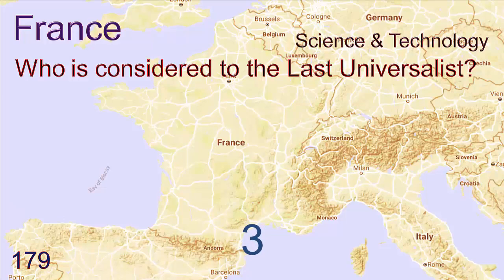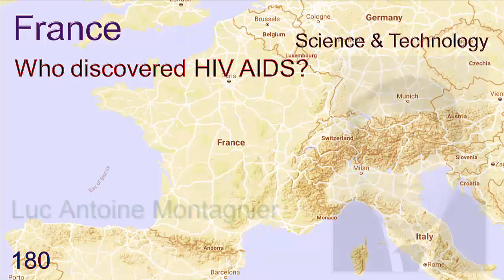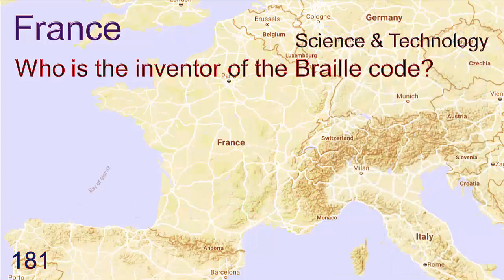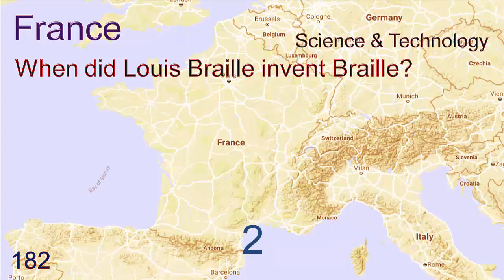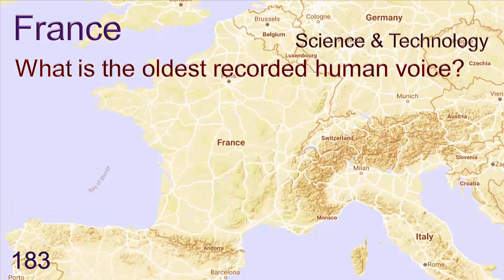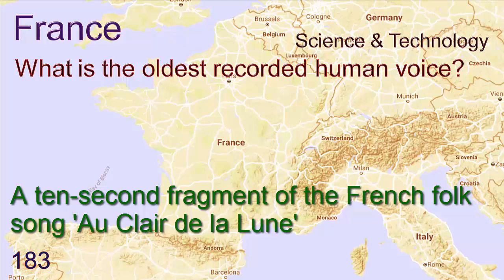Who is considered to be the last universalist? Jules Henri Poincaré. Who discovered HIV/AIDS? Luc Antoine Montagnier. Who is the inventor of the Braille code? Louis Braille. When did Louis Braille invent Braille? In 1824. What is the oldest recorded human voice? An 18-second fragment of the French folk song Au Clair de la Lune.